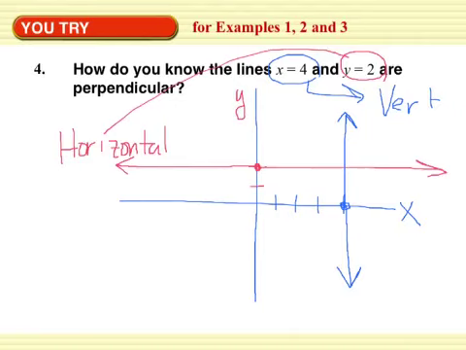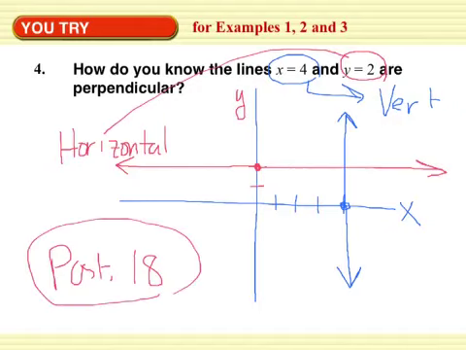Okay, we learned, let's see which postulate or theorem it is. Vertical and horizontal lines are perpendicular. Let me find it and make sure. Slopes of perpendicular lines, horizontal lines are perpendicular to vertical lines. That's postulate 18. That's why we know that. Alright, we're going to finish the rest the next night.